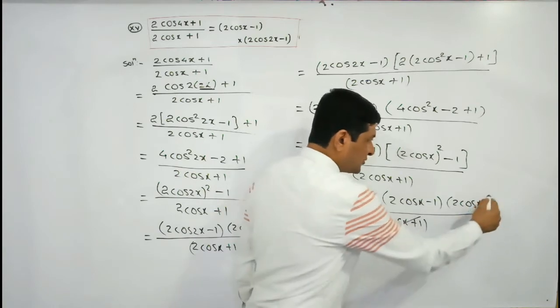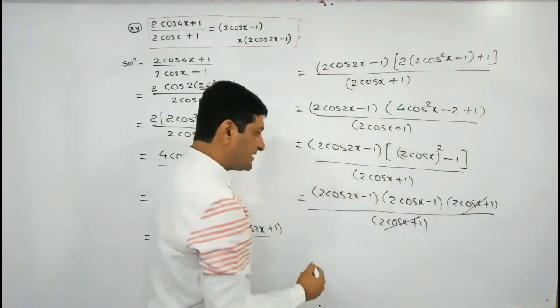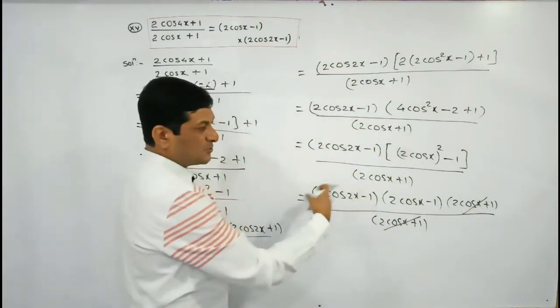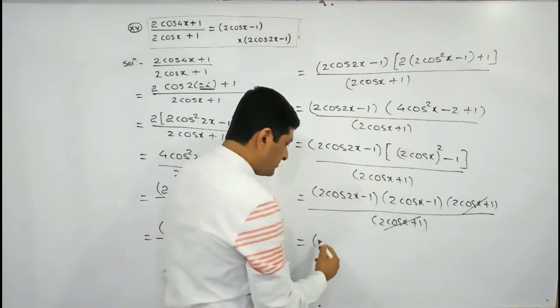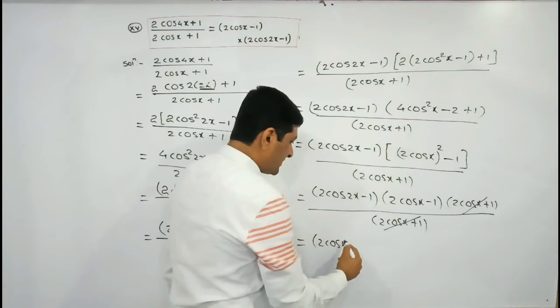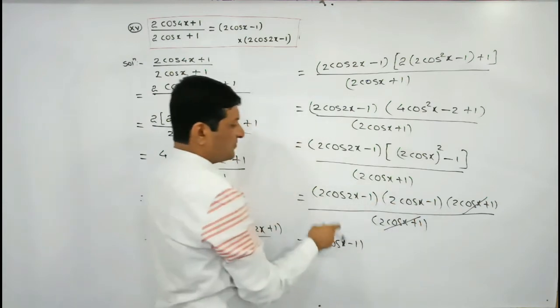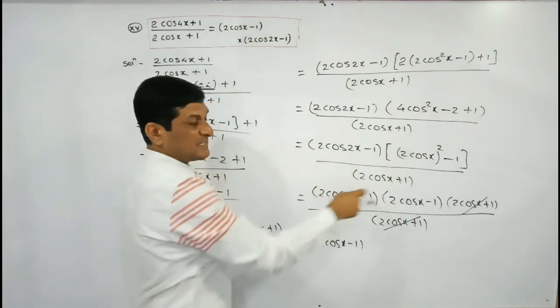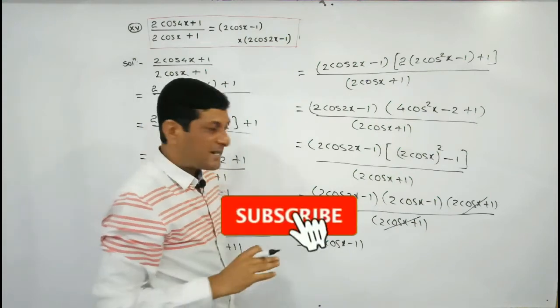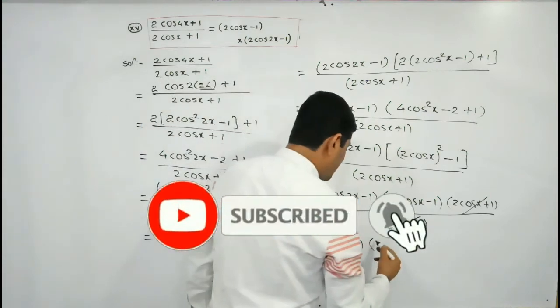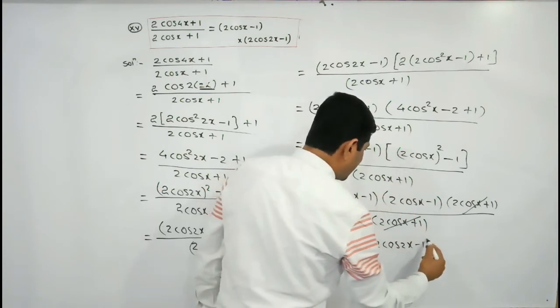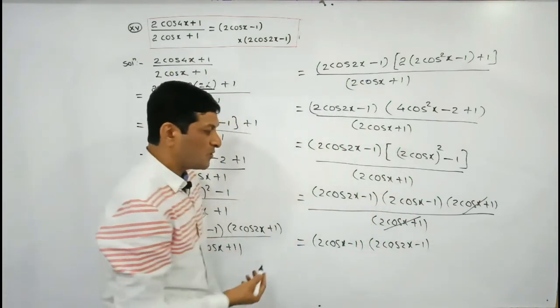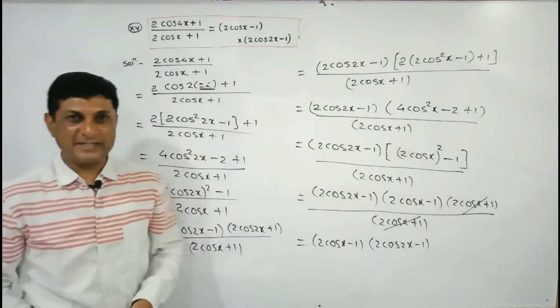So can I say that these two terms will get cancelled? After cancelling these two terms, the remaining two terms are nothing but our required result. First I am writing this term. What is the term? 2 cos x minus 1, because this term is written first. This term is written as the first factor in our required result, and this term is nothing but our second factor, 2 cos 2x minus 1. In this way we have got our required result.